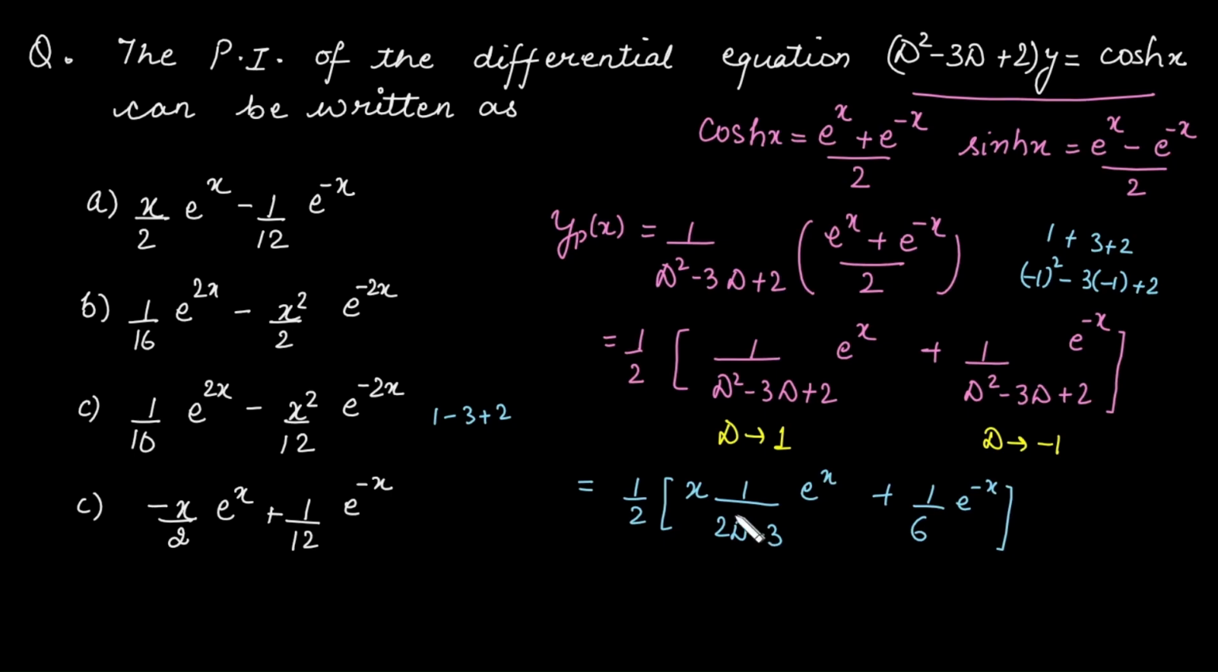Now in this case replace D by 1. So we have 1 by 2 into x, 1 upon minus 1 e raised to power x plus 1 by 6 e raised to power minus x. So let's find this option. The coefficient of e raised to power x is minus x by 2, that is available in the option D. And the coefficient of e raised to power minus x is 1 by 2 into 1 by 6, that is 1 by 12. Hence the option in this case is D.